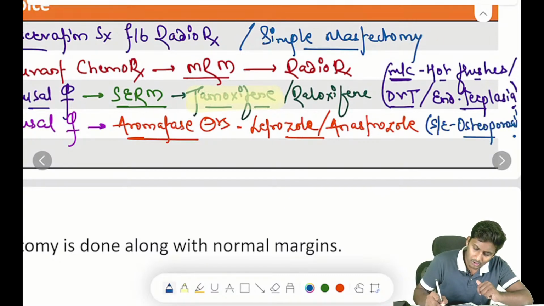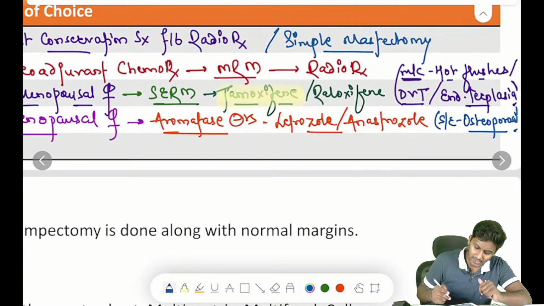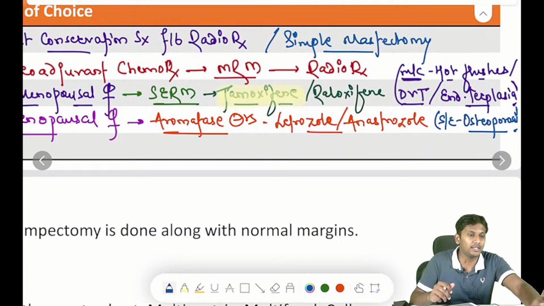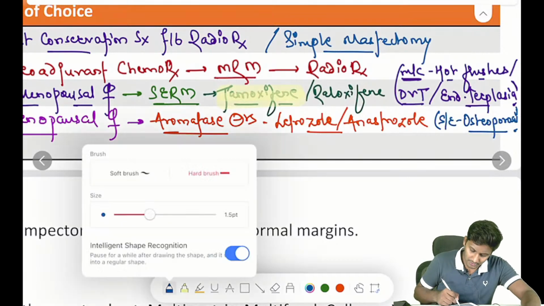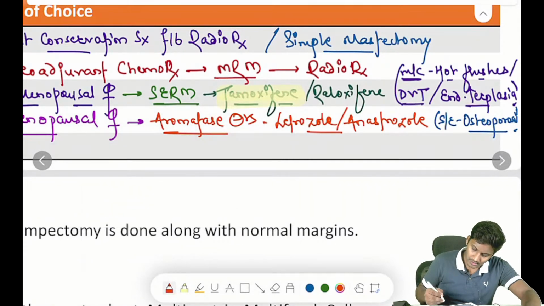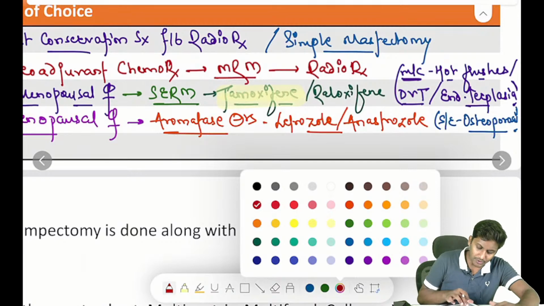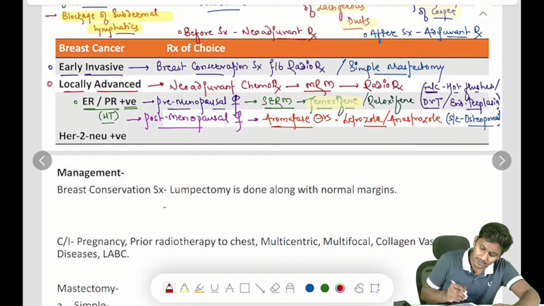It is an aromatase inhibitor. The side effect is osteoporosis. No issues with this, anybody? That's the important thing. Okay? Now important is, let's talk about the HER2 neu positive breast cancer. If the breast cancer is actually having these HER2 neu receptors on the surface.